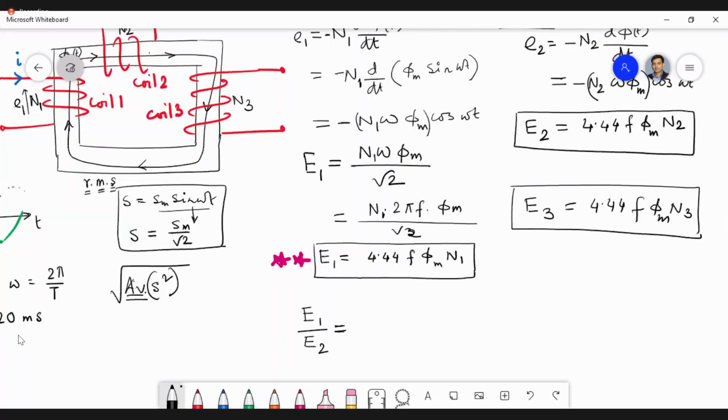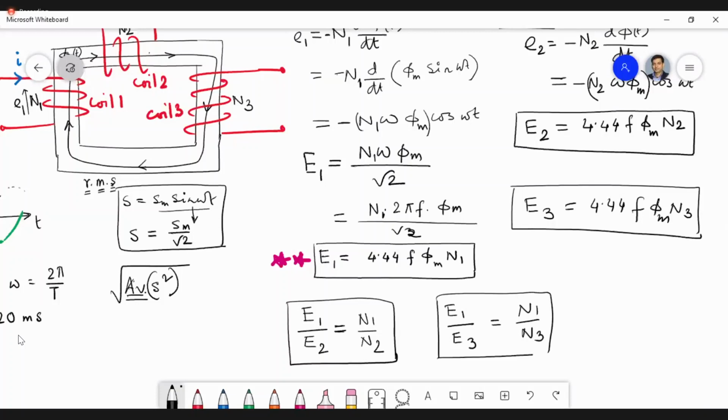Now, from these expressions, we can find the ratio of E1 by E2, and you will get N1 by N2. Also, if you find the ratio of E1 by E3, you will get N1 by N3. So this is called the voltage ratio equals the turns ratio. Voltage ratio is equal to the turns ratio.